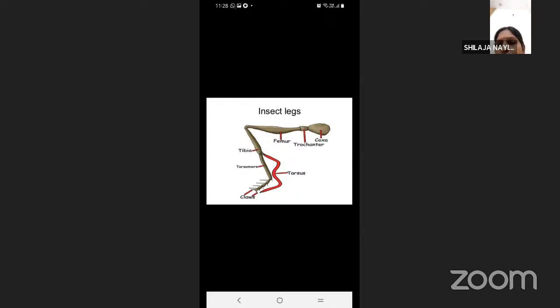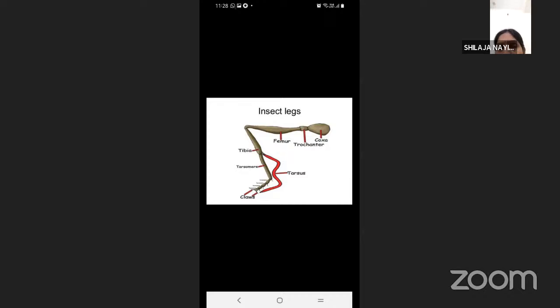Now we'll discuss the types of legs on page number 47. We will see the walking type of legs in the grasshopper. These typical legs are adapted for walking, and among the three pairs, the fore and mid legs are adapted for walking purposes. So we say that in grasshoppers, the walking type of legs is present.